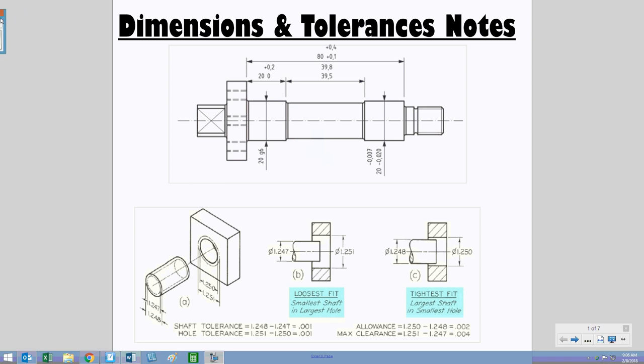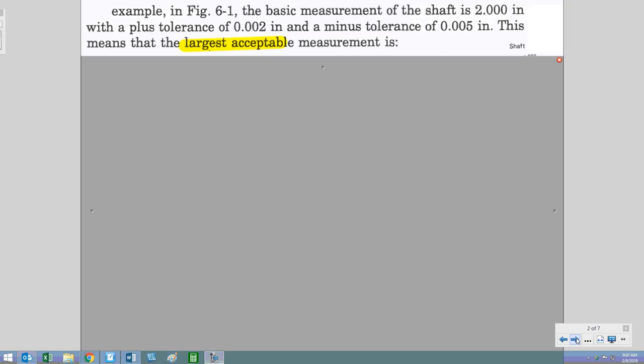This is a video about dimensions and tolerances that will help you with determining whether things are acceptable fits and what the maximum and minimum clearances are. So let's look at this first example.